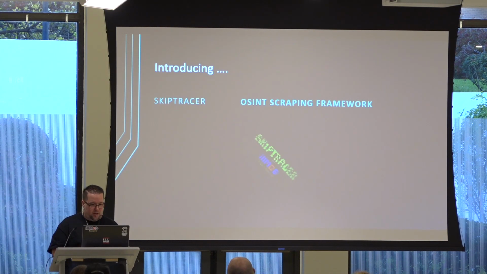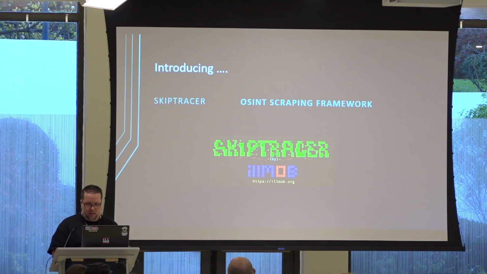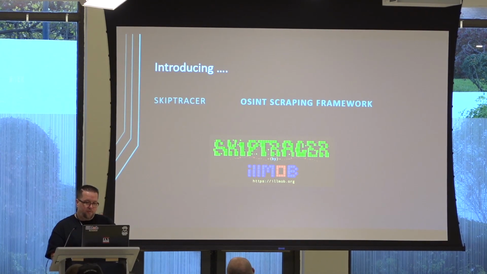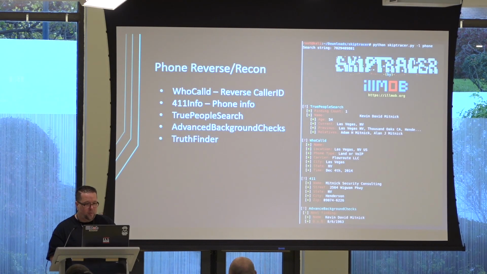So basically, Skiptracer, this is what it is. It's a command line Python script. What it does is it has a bunch of different sections that you can do with phone, license plate, domains, IP addresses, and gives you all the choices and all the returned information from it.